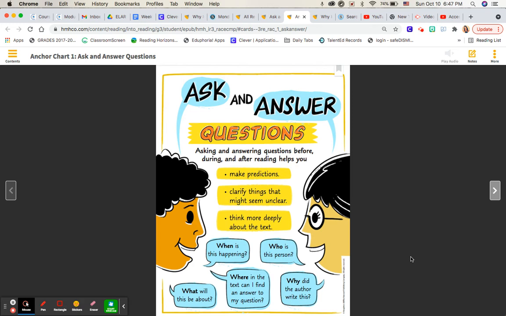So instead of doing an exit ticket today, your substitute already has an anchor chart on the wall, okay? It has ask and answer questions. It should be two columns. One side's for questions, one side's for answers. She's going to give you a sticky note.